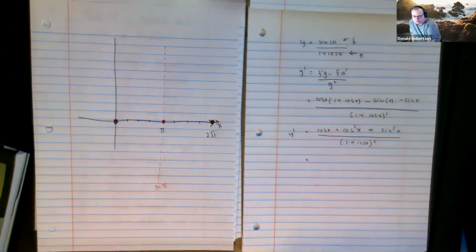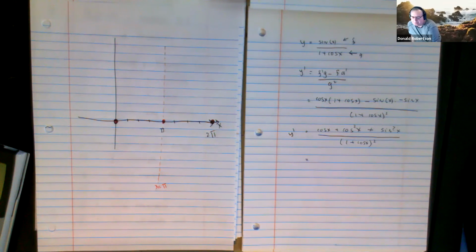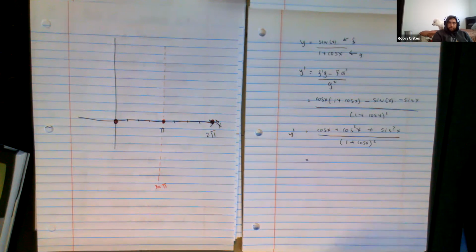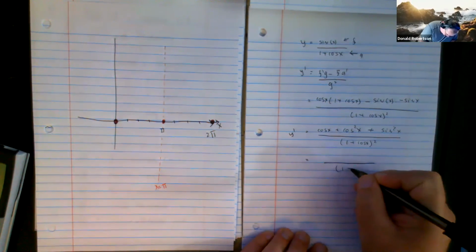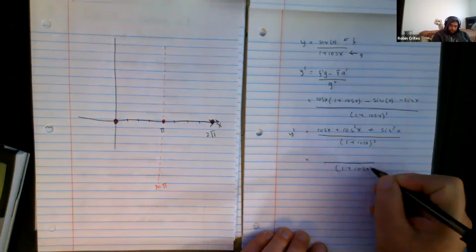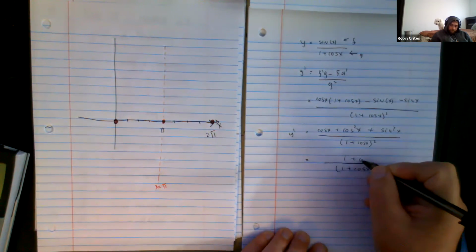Any trig identities floating around that could make your life easy? Cosine squared plus sine squared. You're right. What do you get when you add them? 1. Now here's something I wasn't expecting.